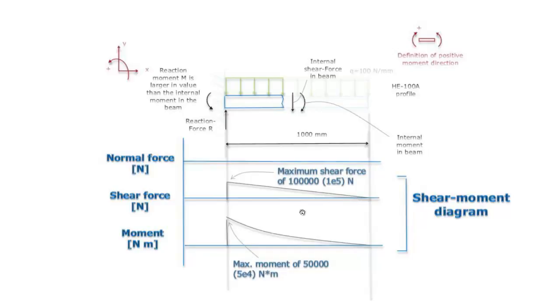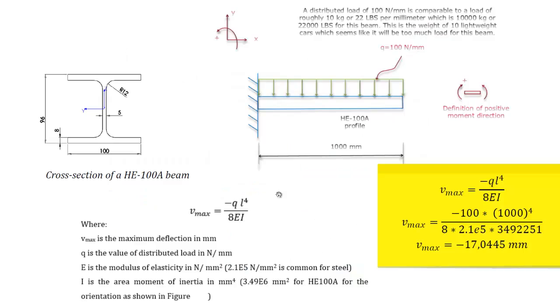So you can already see that with 1 meter, the integrated graph, so the surface area under here is 100,000 times a half, and that's this value over here, because we have to integrate it over exactly 1 meter. So the maximum value here is the surface area under this graph, and that's half of the 100,000, so 50,000 Newton multiplied with meter. So this is the shear moment diagram, and now I can also calculate the maximum displacement.